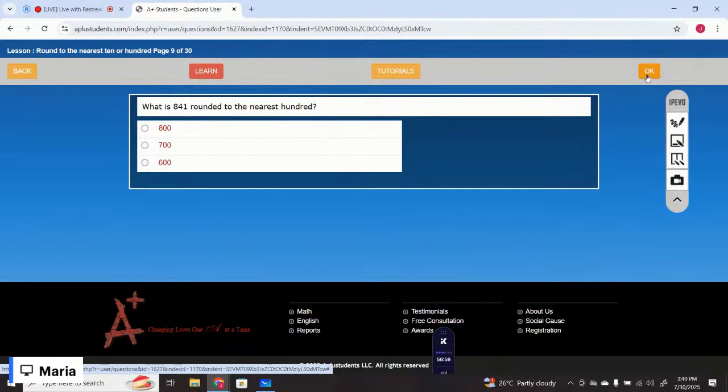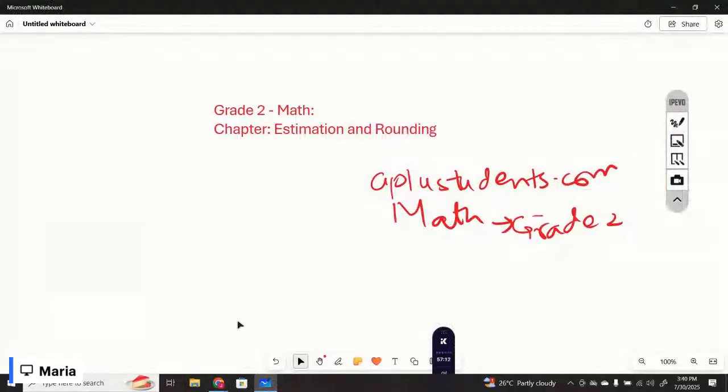What is 841 rounded to nearest 100? So 841 is rounded to 800. Option number 1 is the correct option. Okay, you can complete the lesson by yourself later today.